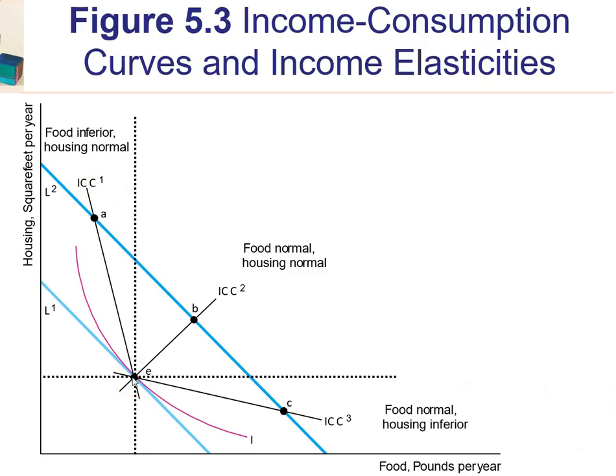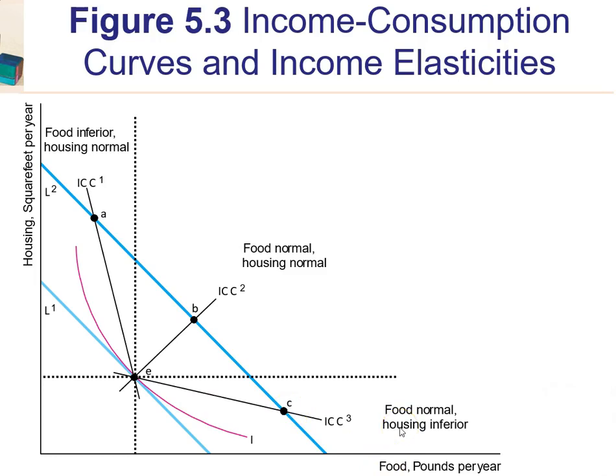Here's another way that it could be negative. We move from point E to the next best bundle being point C at the higher income level. In such a scenario here, as your income goes up, you're buying more food. As your income goes up, you're buying less housing. So in this case, if we end up at point C with an income consumption curve that's negative, then this would suggest that food's your normal good and housing is your inferior good.